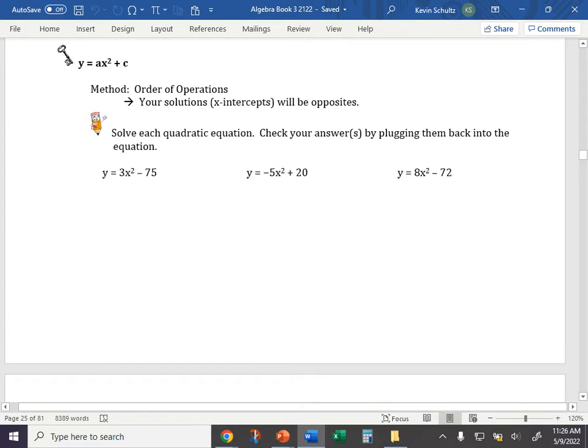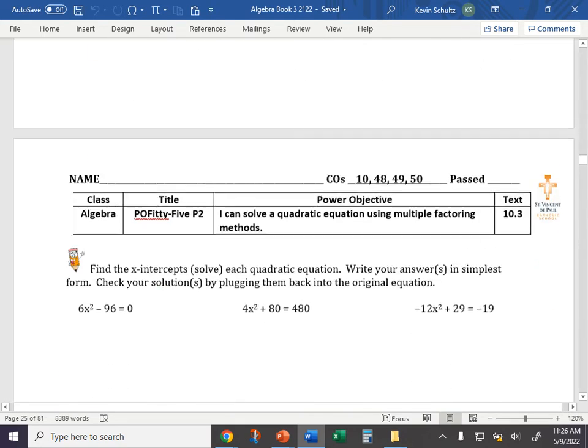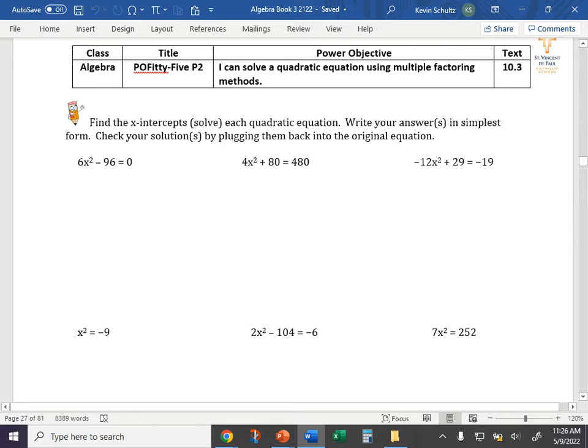And then we started here with this first type of equation, ax squared plus c. There's no bx term. Because we only have one x variable, we can use order of operations, the opposite operations. Our x-intercepts will be opposites, and we did these three as examples. So let's just review this briefly. Flip to PO55 part 2. And let's look at a couple here.